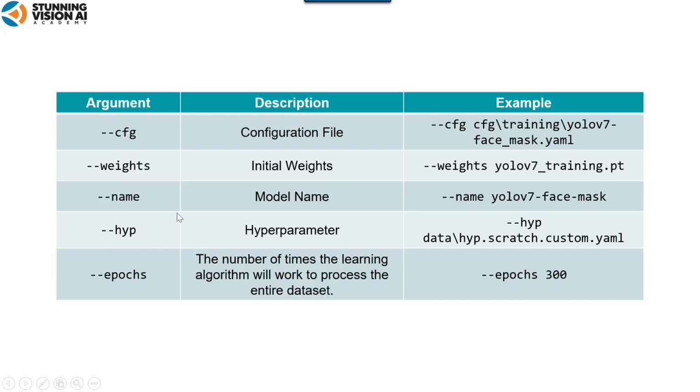Next, name argument. This argument is the name of the model to be trained. This is an example of its application. Next, hyp argument. This argument is YOLO v7's hyperparameter file. This is an example of its application. Next is the epochs argument. This argument is the number of times the learning algorithm will work to process the entire dataset. This is an example of its application.